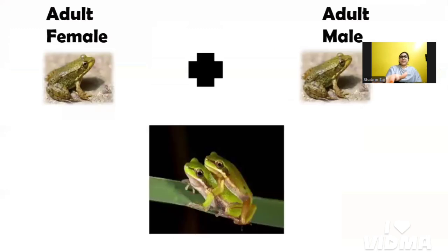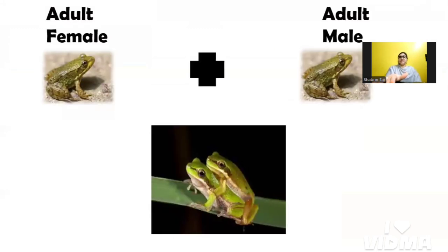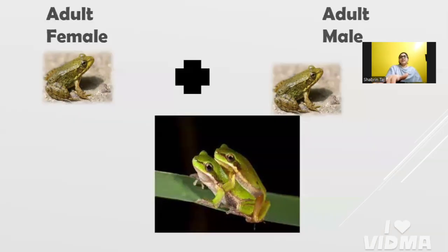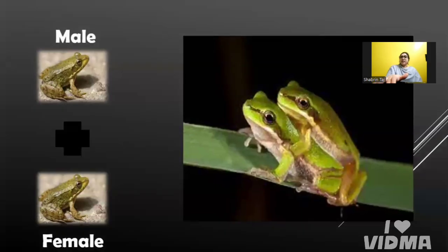Again the life cycle. Again, the male frog mates with the female frog, they produce an egg, they undergo reproduction and fertilization, then the tadpole is produced. This tadpole again develops into a froglet phase and then the adult one.